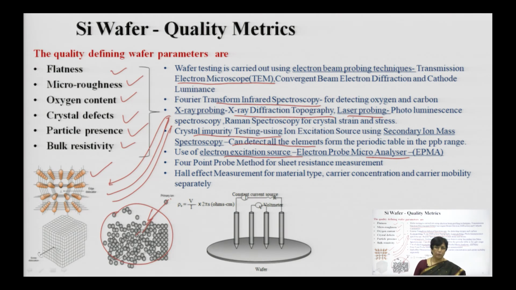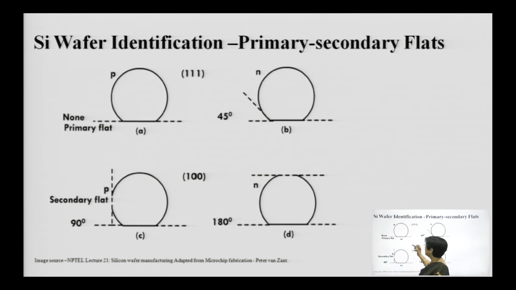So, before we go, I assured you that the flatness, or the primary and secondary flats, are important things which aid you in identifying what type of wafer it is. You already know that for BJT you are using 111. In the case of BJT, a P type wafer has only a primary flat, whereas an N type has a primary and a secondary flat at 45 degrees.